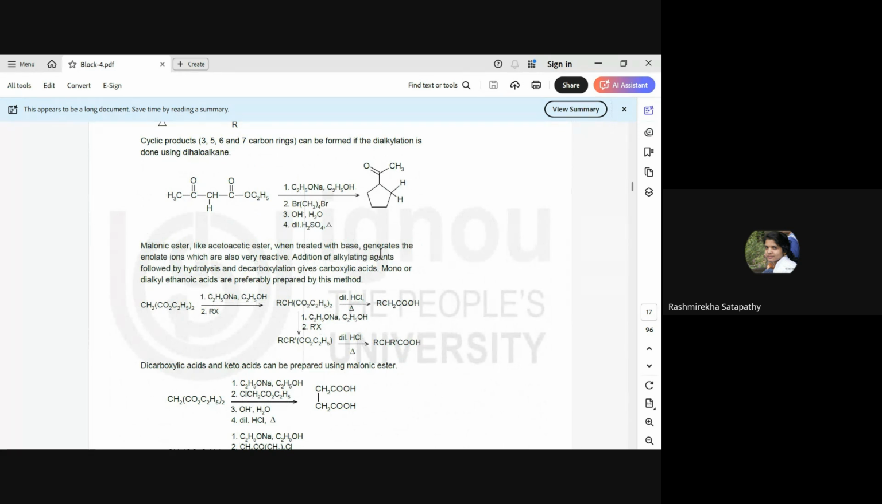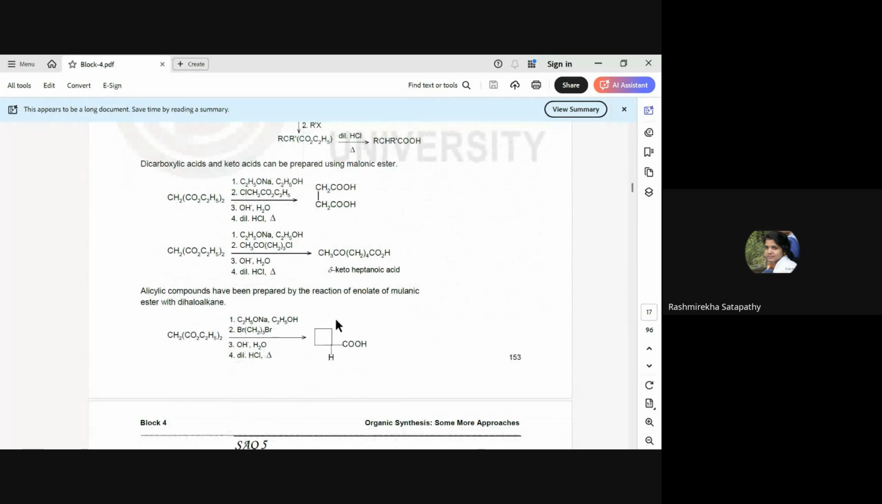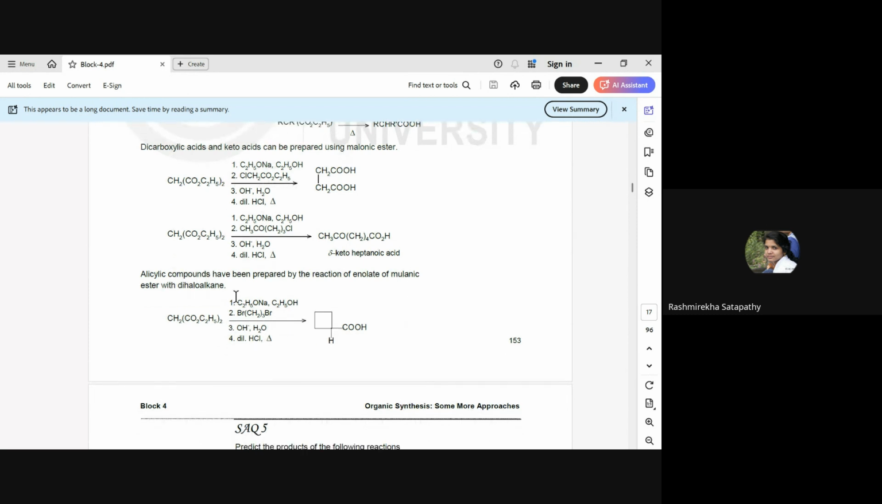Acetoacetic ester, when treated with a base, generates the enolate ion, which is very reactive. Addition of the alkylating agents followed by hydrolysis and decarboxylation gives carboxylic acids. Dicarboxylic acids and keto acids can be prepared using malonic esters. This malonic ester in the presence of sodium ethoxide, ethanol, and chloroesters, then hydrolysis, forms the substituted malonic esters. Alicyclic compounds have been prepared by reaction of the enolate of the malonic ester with a dihaloalkane.